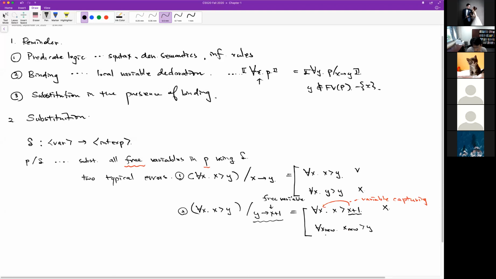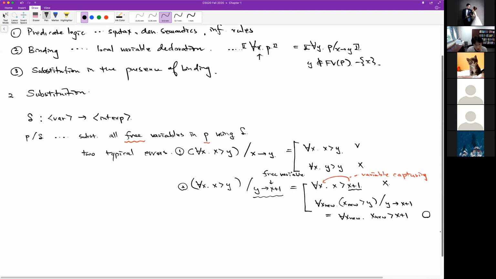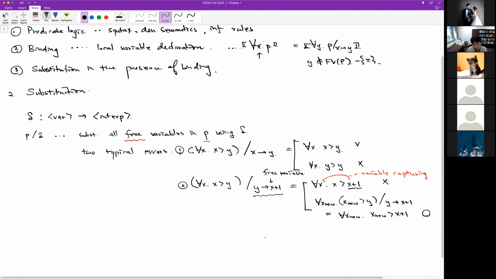We rename x to something else like x new, and only after that do we apply the substitution y becomes x plus 1. If we do so, the one below becomes for all x new, x new greater than x plus 1. So variable capturing in this case doesn't happen. This is okay, and the one above is not okay. So those are the two typical problems that we want to avoid when we define substitution.